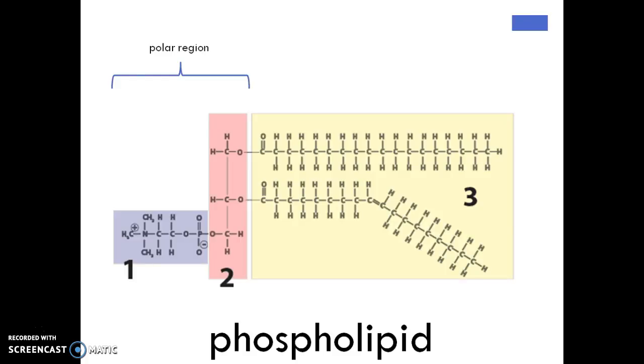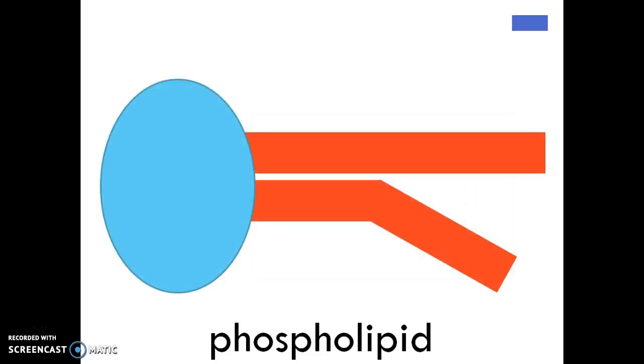The portion on the left here is what we call the polar region. All of those oxygens and those charges give it a positive and negative charge. The fatty acid tails are nonpolar. All of those hydrogens and carbons do not carry any sort of charge. So oftentimes we will look at a phospholipid like this.